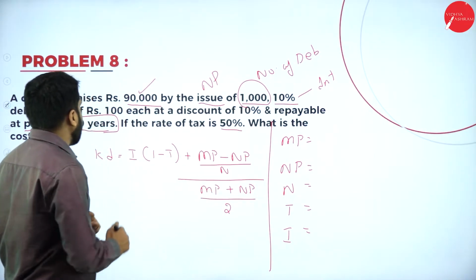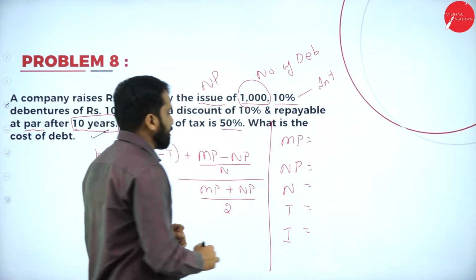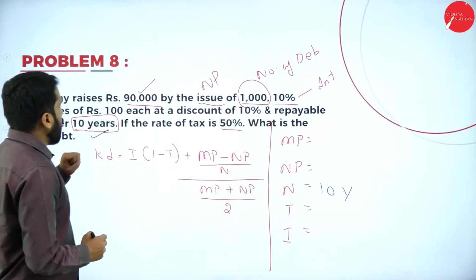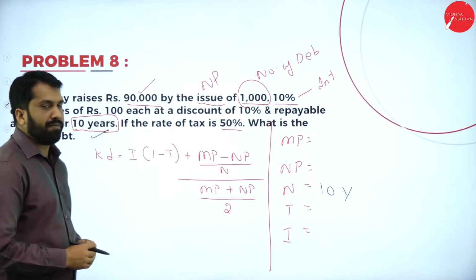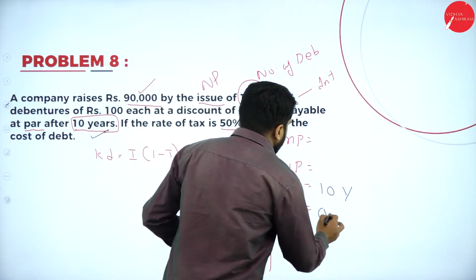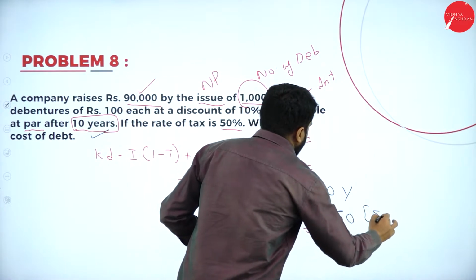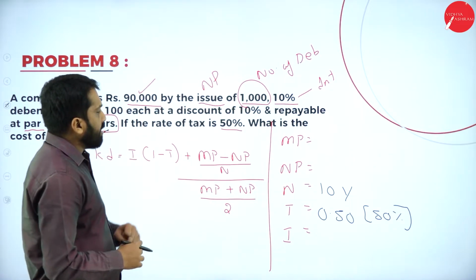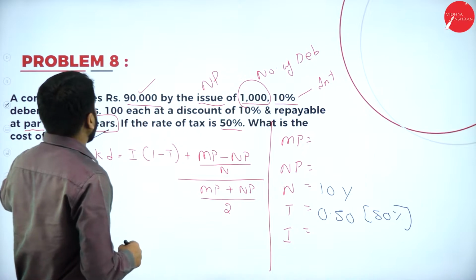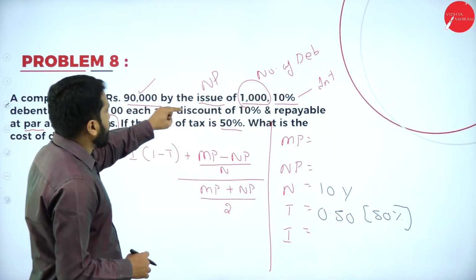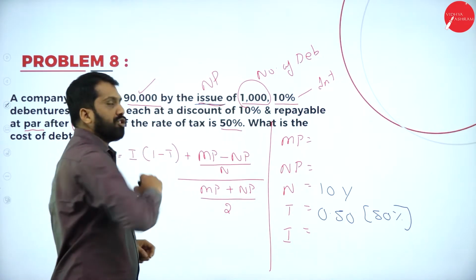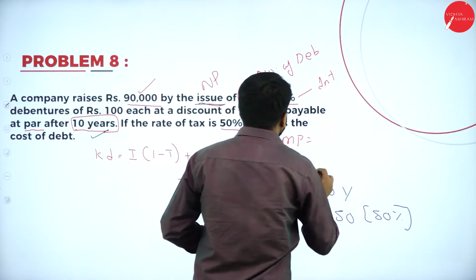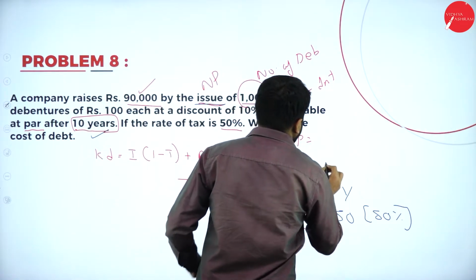Now, number of years is easy to identify. It is 10 years. Next, rate of tax is 50%, easy to calculate, 0.50. You know that 50% we can call 0.50. Now, your tax is also over. Then what is the cost of debt? Raises 90,000 by issue. Issue means what? Issue means it is your NP. So how much is it? 90,000.